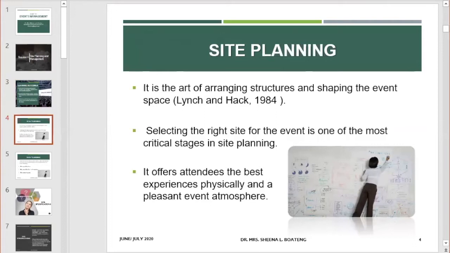Now, selecting the right site for the event is one of the most important critical stages in site planning because the venue that you choose to host your event at, to a large extent, determines how the participants or the attendees of the event experience the event. So we are saying that it offers the attendees the best experiences physically, as well as a pleasant event atmosphere to be able to fully participate in whatever it is that they will be doing at the event and go home with a good experience. So that in general is what site planning is about.